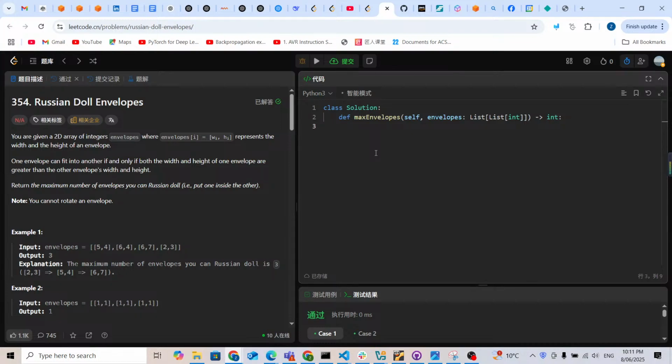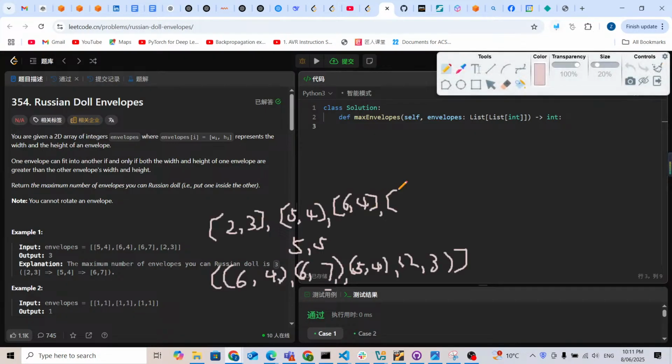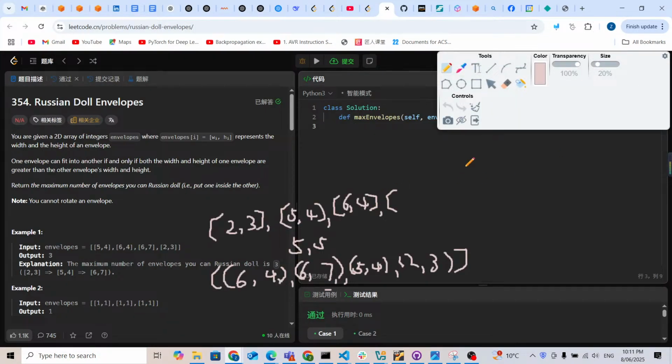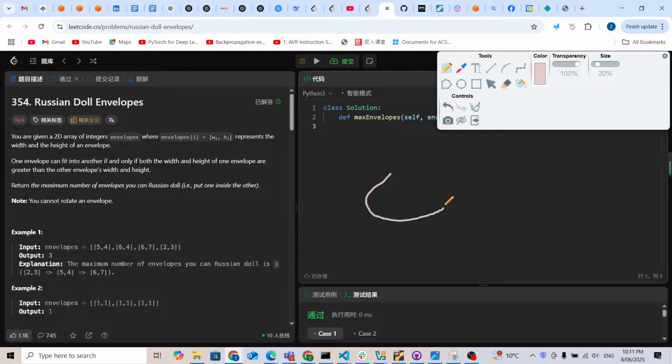Let's solve another LeetCode problem, 354, Russian Doll Envelopes. This is a very famous problem. For the Russian doll envelopes problem, we just need to put another envelope inside it.